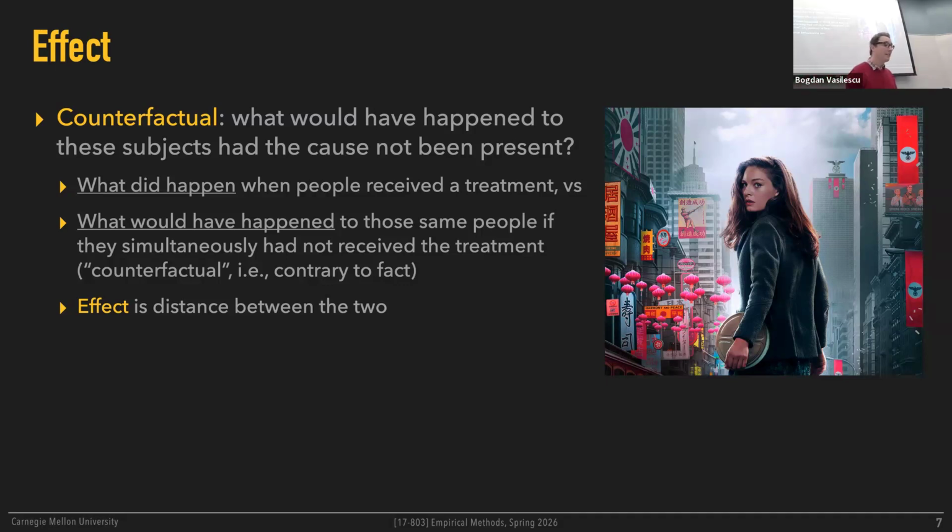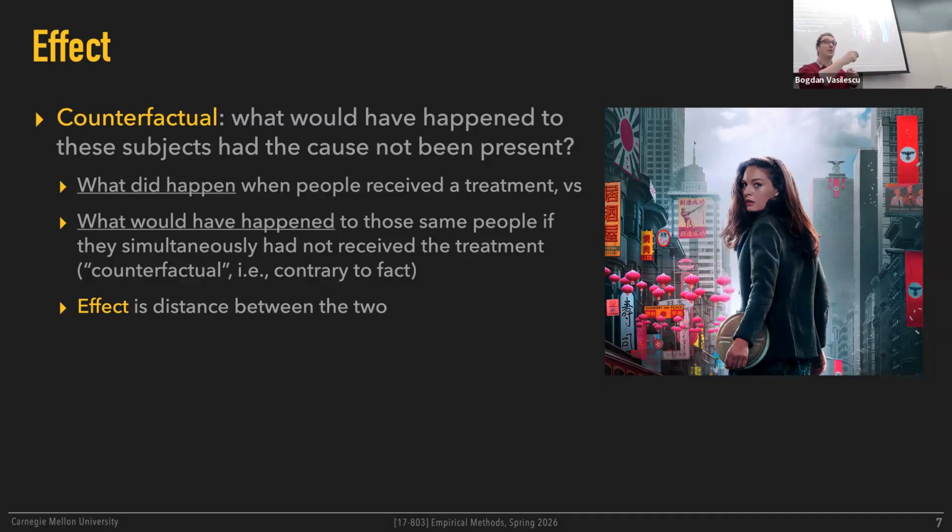So counterfactual reasoning: what would have happened to whatever the subjects of your study had the cause not been present? What would have happened to the forest had the lit match not been present? We observe what happens to our study subjects when we administer some intervention or a treatment. That's observable. But fundamentally, by construction, we cannot observe what would have happened to those same subjects in the same conditions at the same time had they not received the treatment. This is fundamentally unobservable. You can never observe the counterfactual.